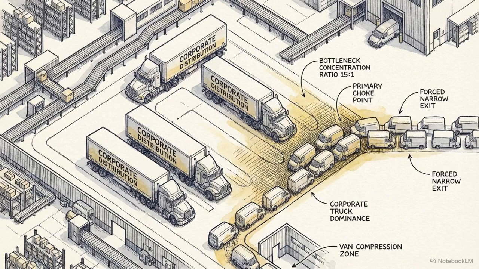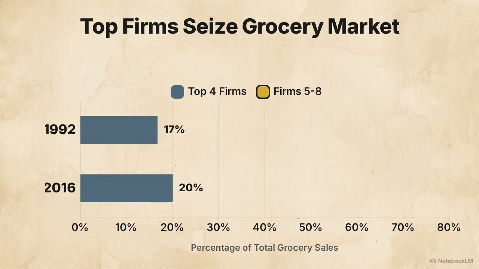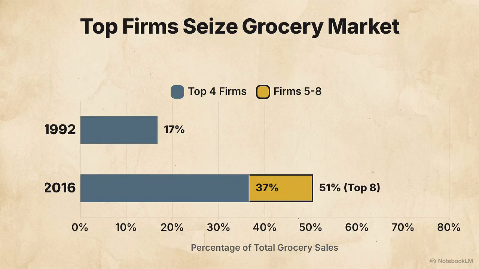Economists measure this tightening bottleneck of market power using a metric called the concentration ratio. This visualization compares market share. In 1992, the top 4 grocery firms controlled a modest 16.8% of sales. By 2016, those 4 firms doubled their share to nearly 37%. Look further, and the top 8 firms seized over half the entire market.